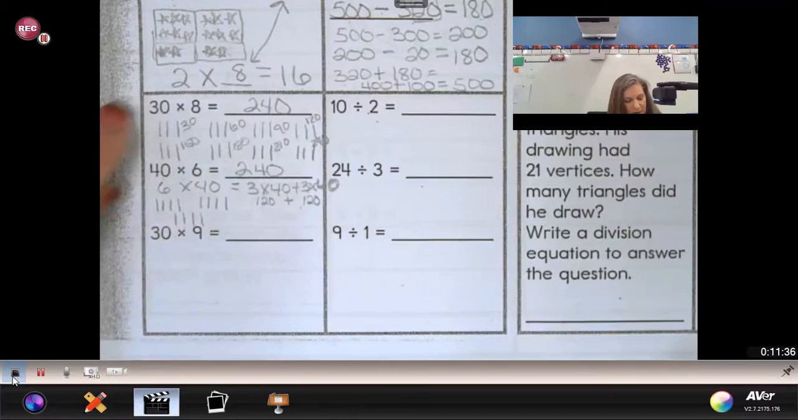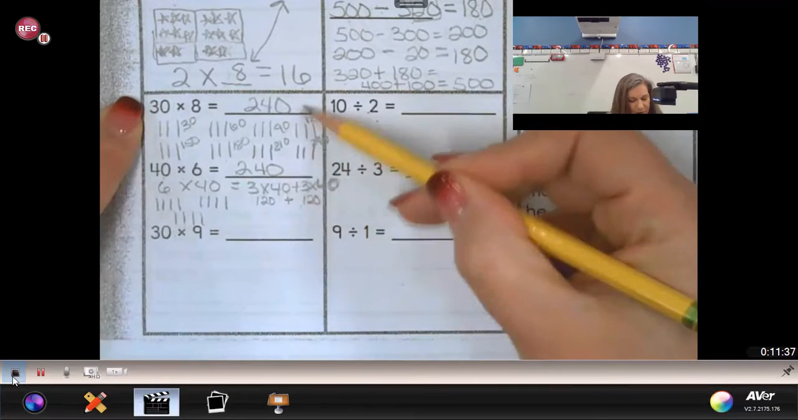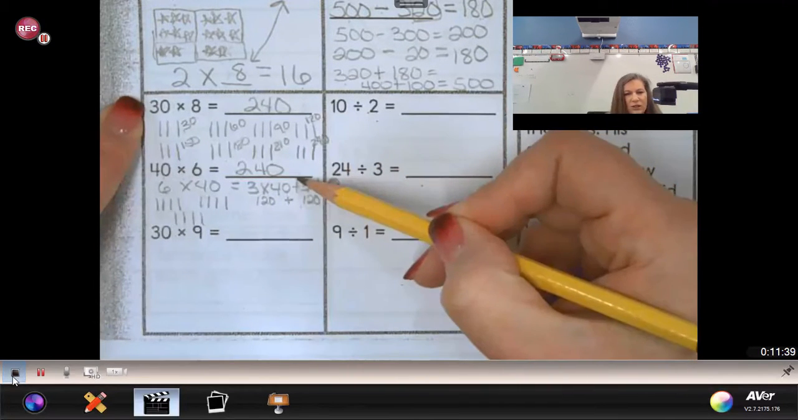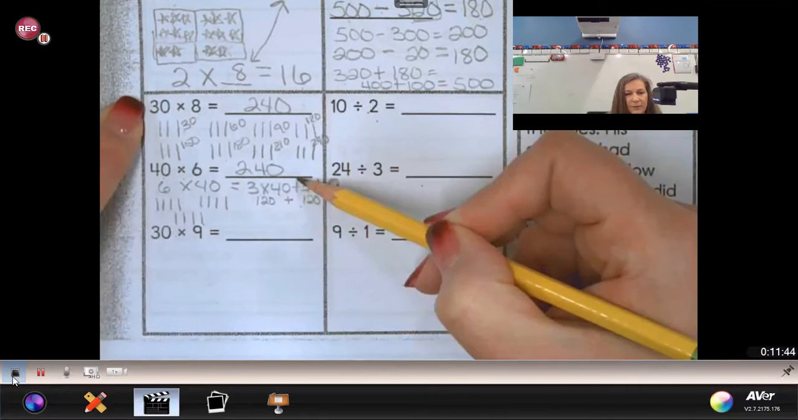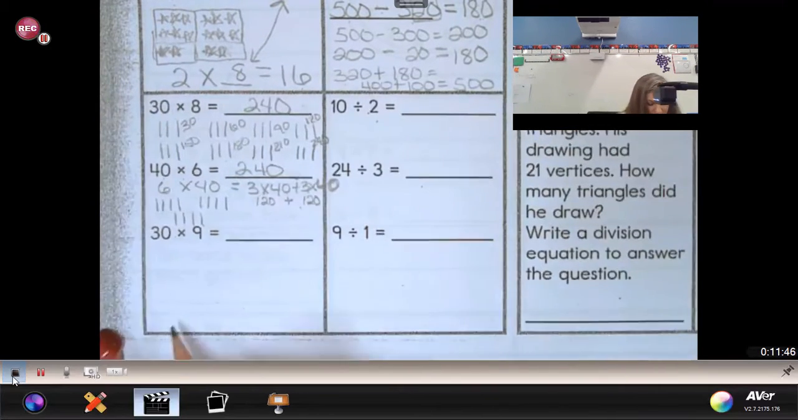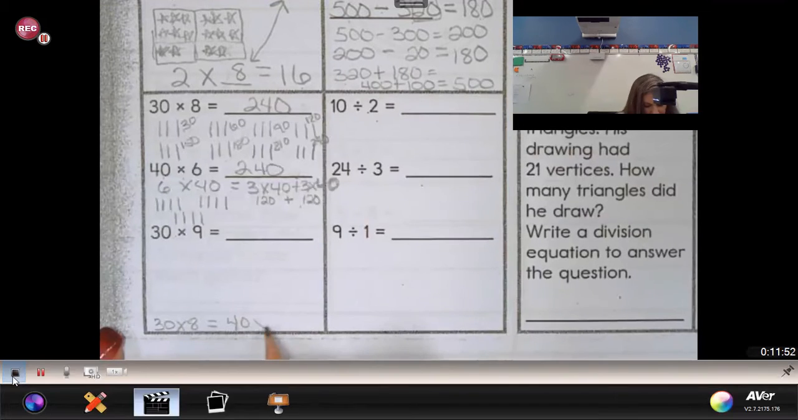Now, if you notice, we have the same product for both of these. So we could actually say that these are equivalent to each other since they have the same product. So I could even write that as 30 times 8 is the same as 40 times 6. That is a true statement because they both have the same product. They are both equal to one another.